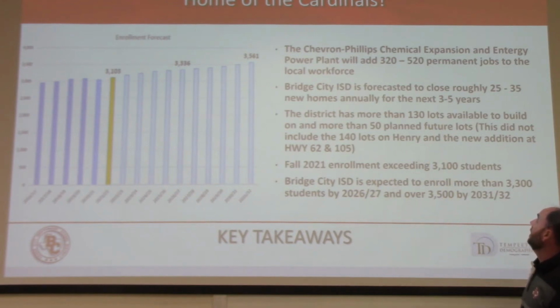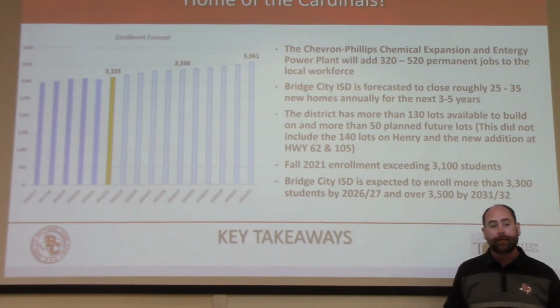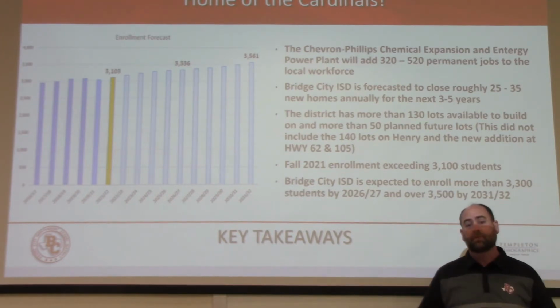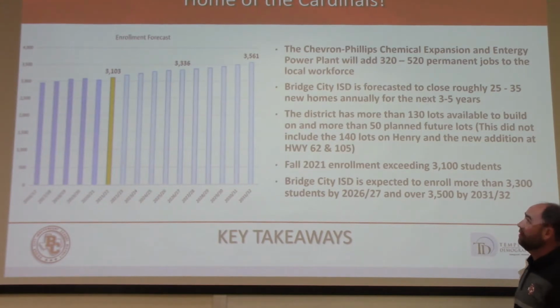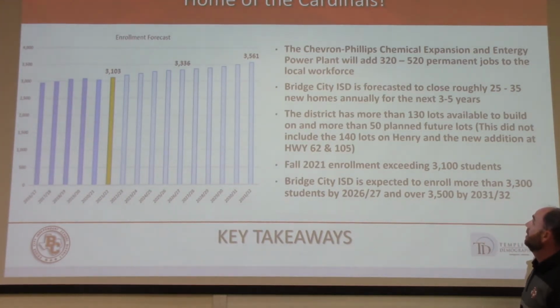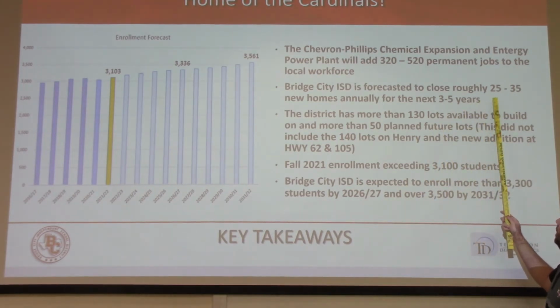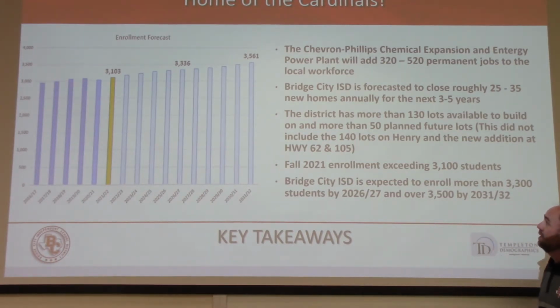These were the key takeaways from the demographic study. Once the Chevron and Entergy plants are complete and those 17,000 temporary jobs are gone, it's still between 320 and 520 permanent jobs added to the local workforce. We're projected to build 25 to 35 new homes over the next 5 years.